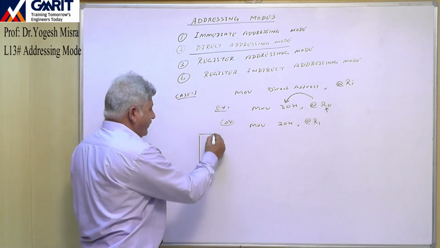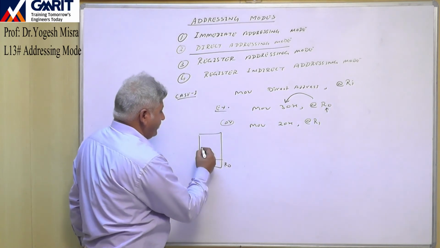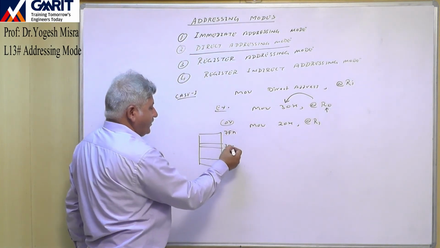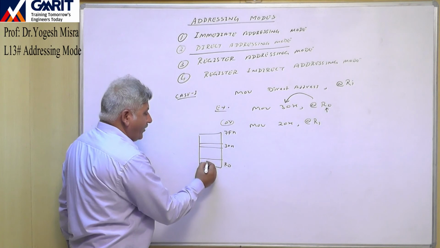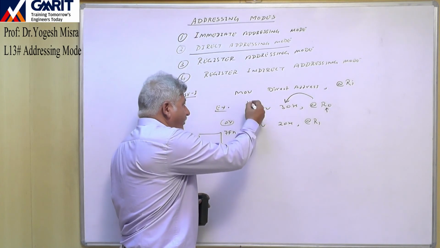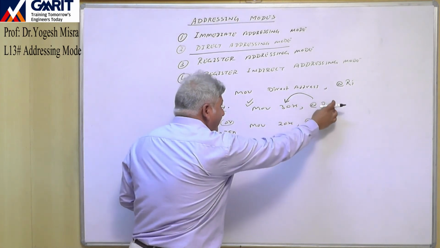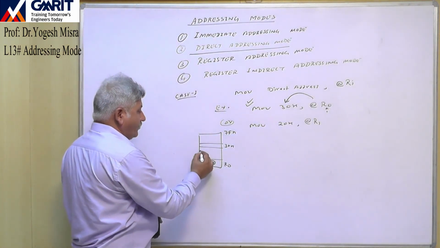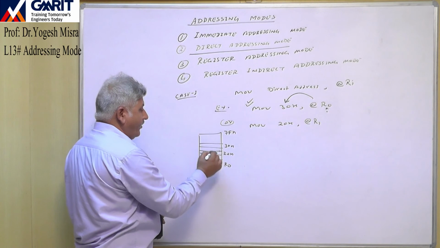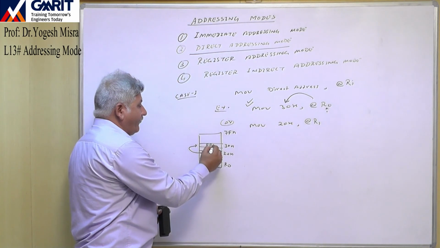For example, suppose let us assume this is the R0 register, this is the 30h address, this is the 7F address, and let us assume in R0 we are having 20h. The value of R0 is 20h. So now with this instruction, what will it do? It will load the content which is stored at the address pointed by R0. R0 is having 20h. So at the address 20h, whatever value is there, suppose here we are having FF. So FF will be moved to address 30h. Now here we are having FFH. This will be moved.